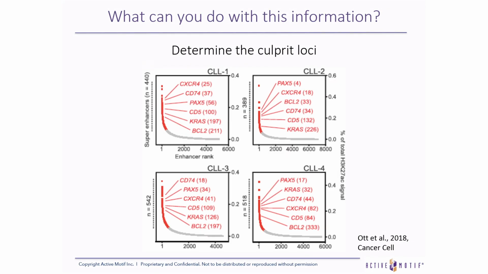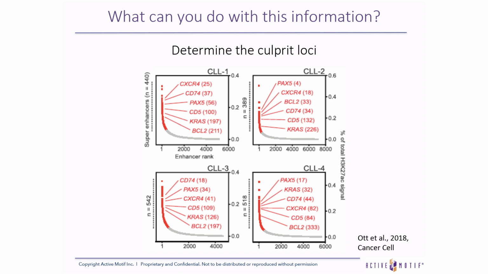So of course, they didn't just look at CTLA4. This group wanted to build a transcription factor network to look at all of the loci that are highly expressed or aberrantly open, aberrantly acetylated at K27 in this disease.